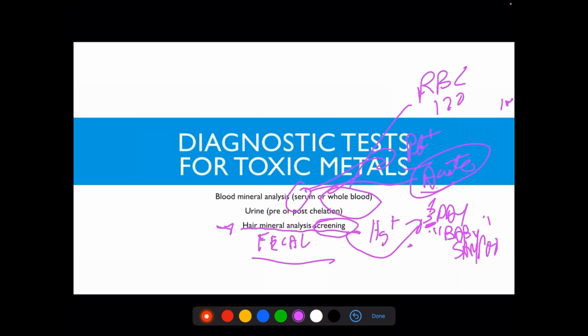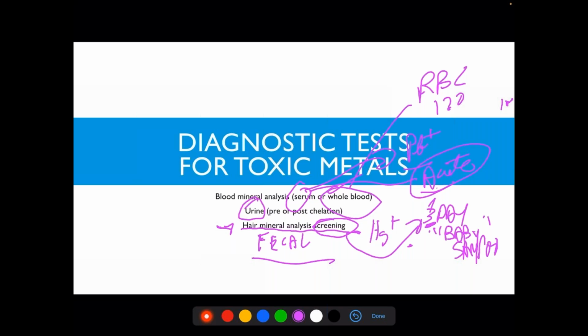So not using the fecal route only because it's more messy. People may not like that. It can be done, and in certain things like organic mercury, it's probably the best route to go. But in general, someone's in your office, you want to get an idea: do they have 2 or 3 of those toxic metals we talked about before? How do we do it? Well, I do it by doing a urine.